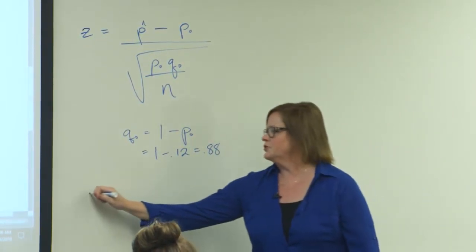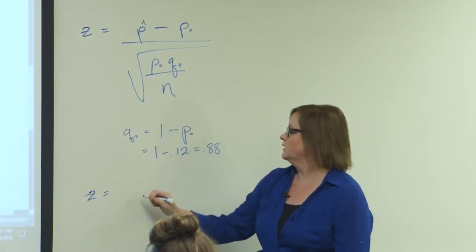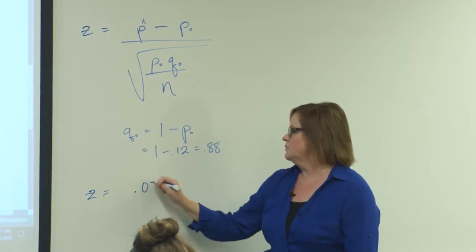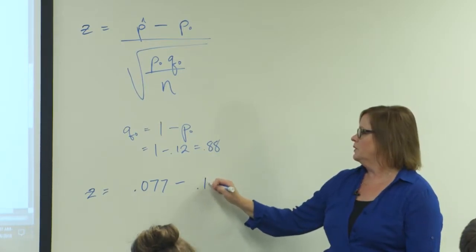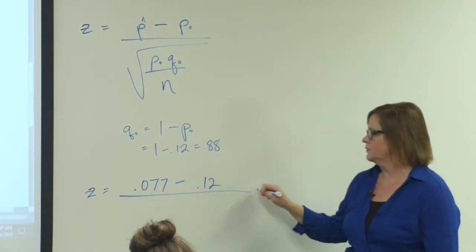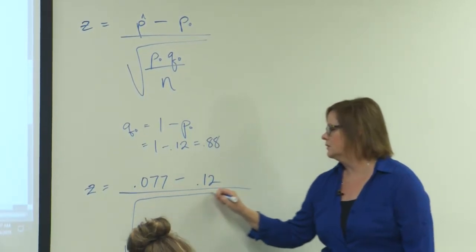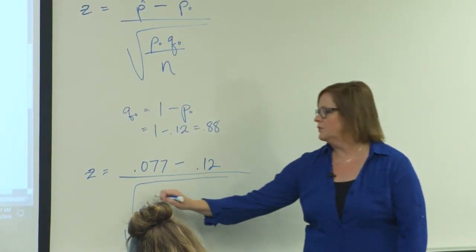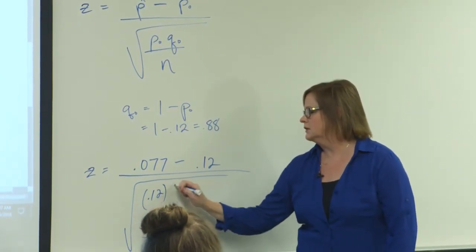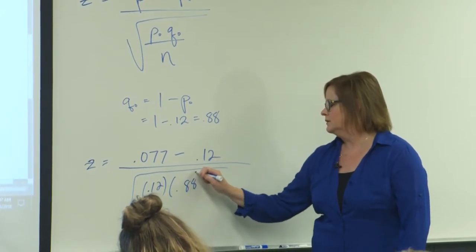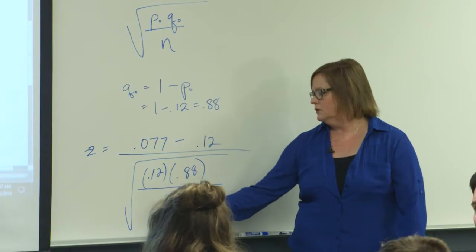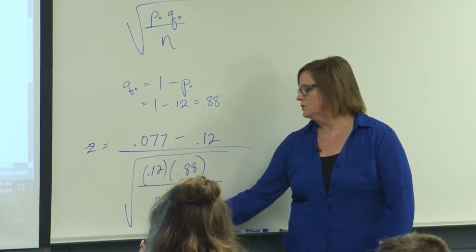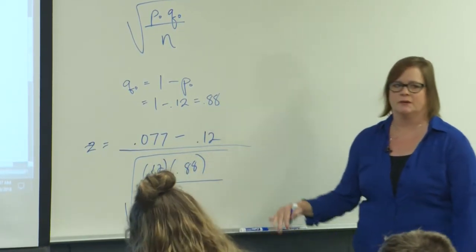So make sure you show this step, plugging everything in. So 0.077 minus 0.12 over, use that 0.12 again, times 0.88, and then what goes in under here? 209, yep, the whole n, the whole sample size.